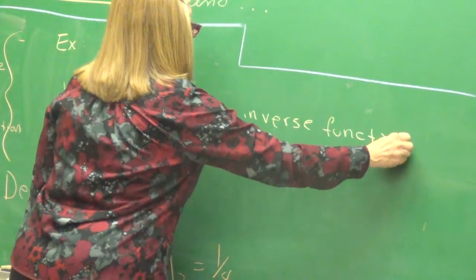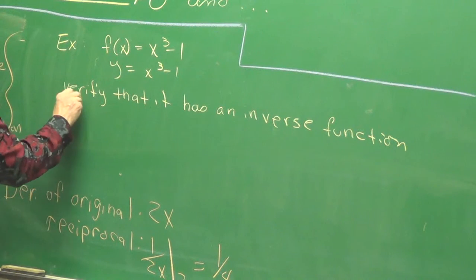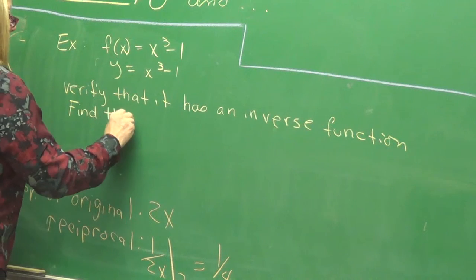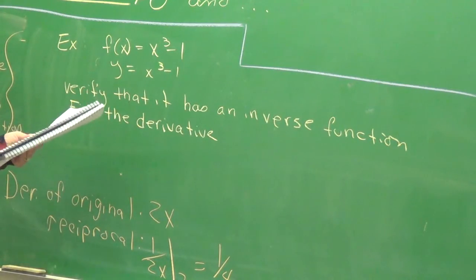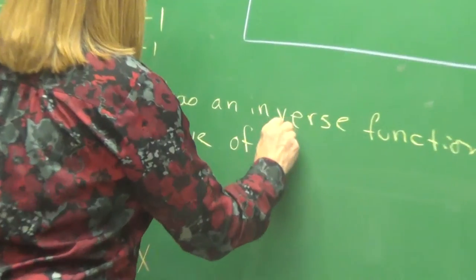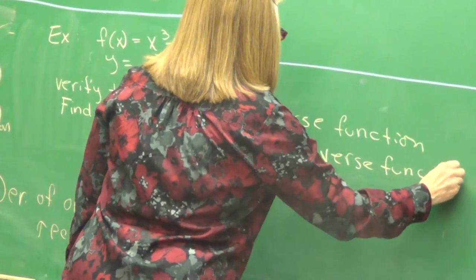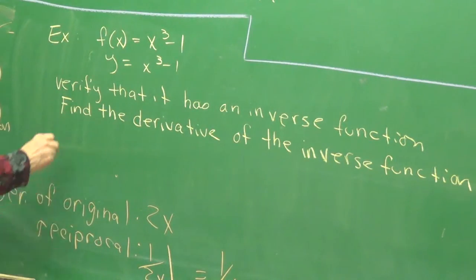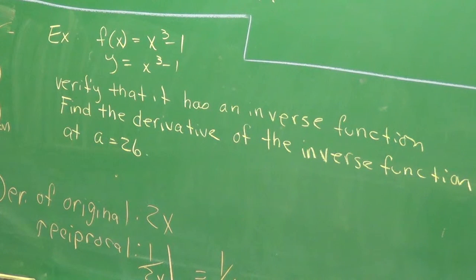So first, the first step will always be to verify that there even is an inverse function, and then find the derivative. Find the derivative of the inverse function at a equals 26. And we'll talk about that a in a minute. There's the example problem that I'm going to work with you.